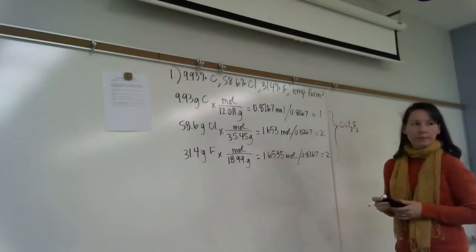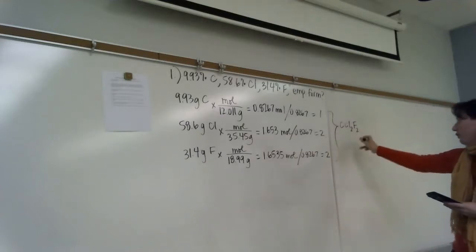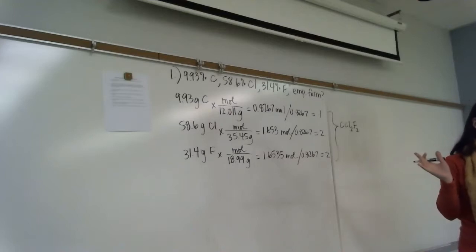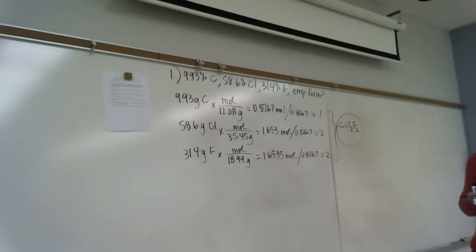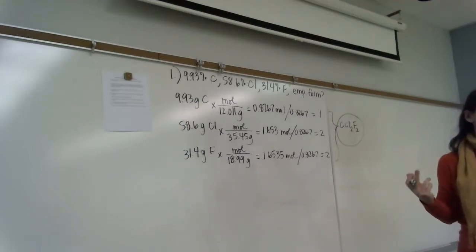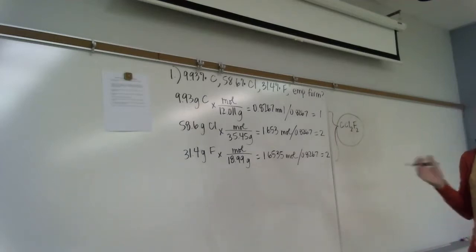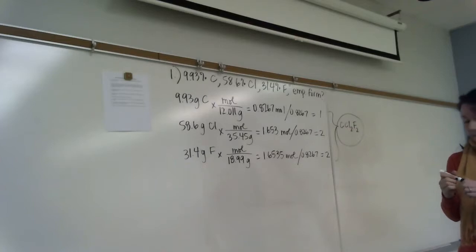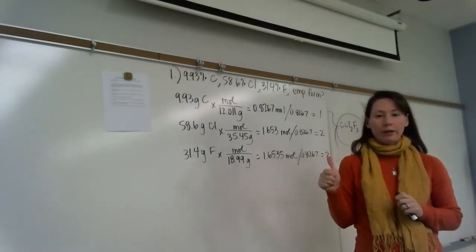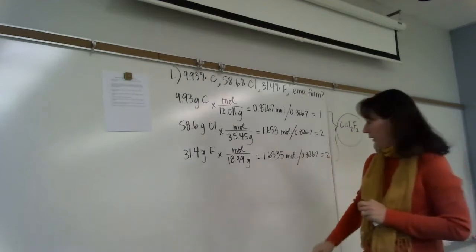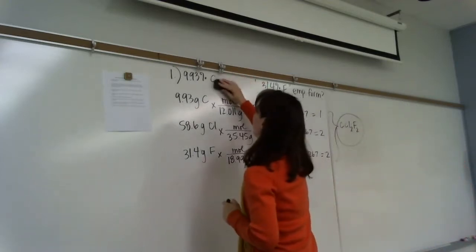CCl2F2. Do we agree? Now, if you wrote those in a different order, that doesn't matter, as long as your ratios are the same, right? 1 carbon, 2 chlorines, 2 fluorines. Does the ratio 1 to 2 to 2 reduce any further? No. So I know that I came up with an empirical formula. Any questions on number 1? Everybody good on how to do number 1? All right, let's go on to number 2.